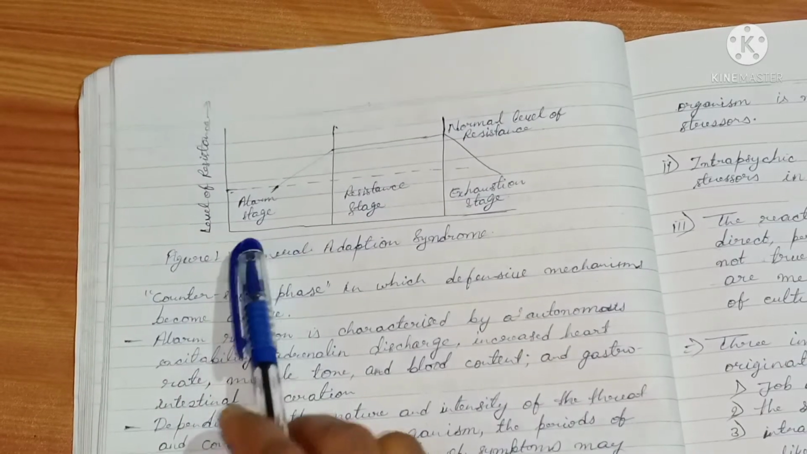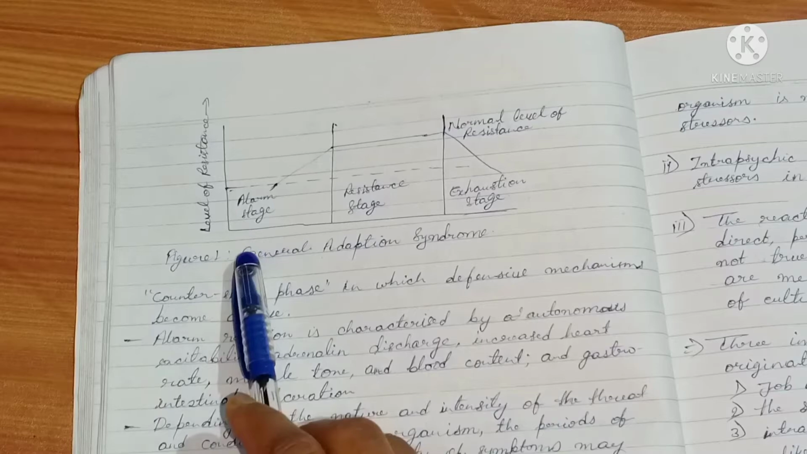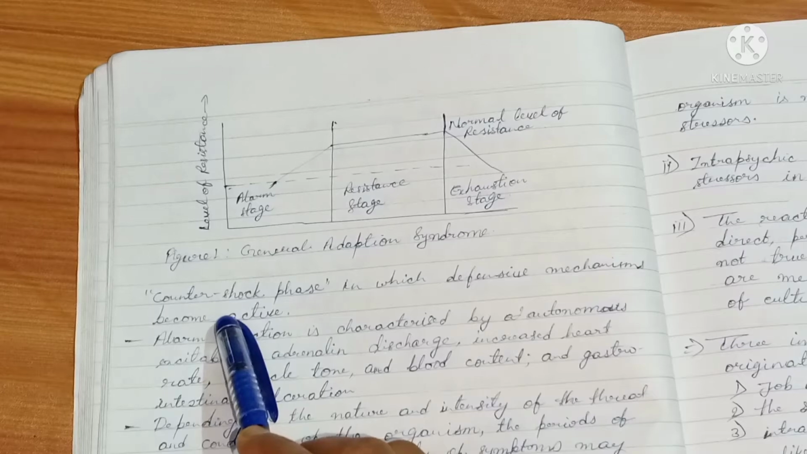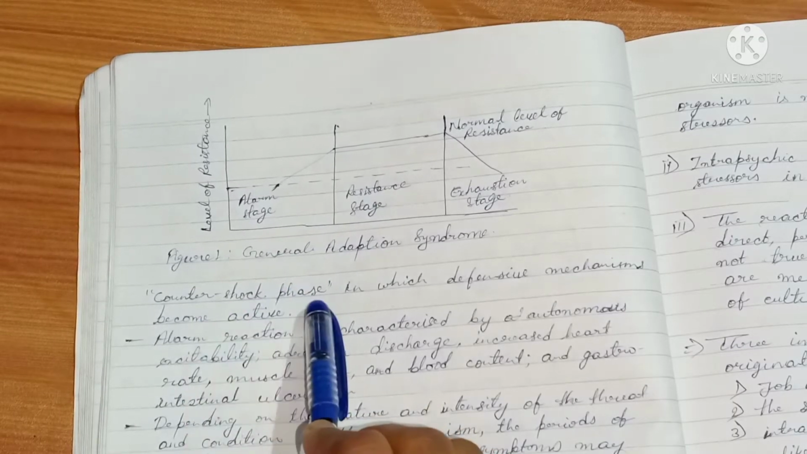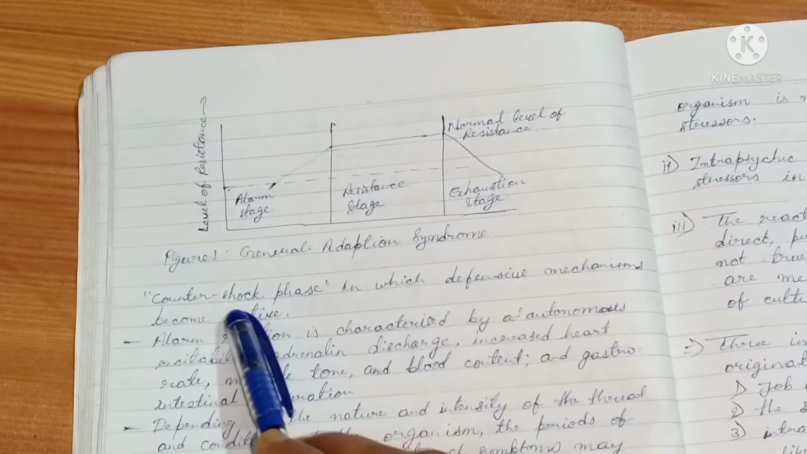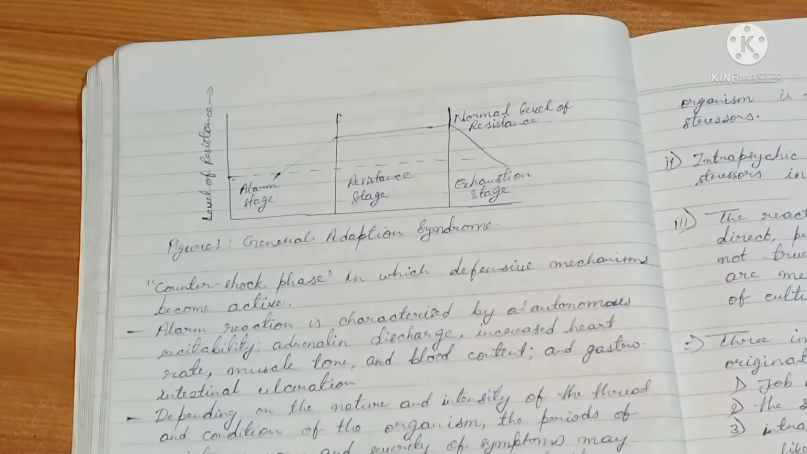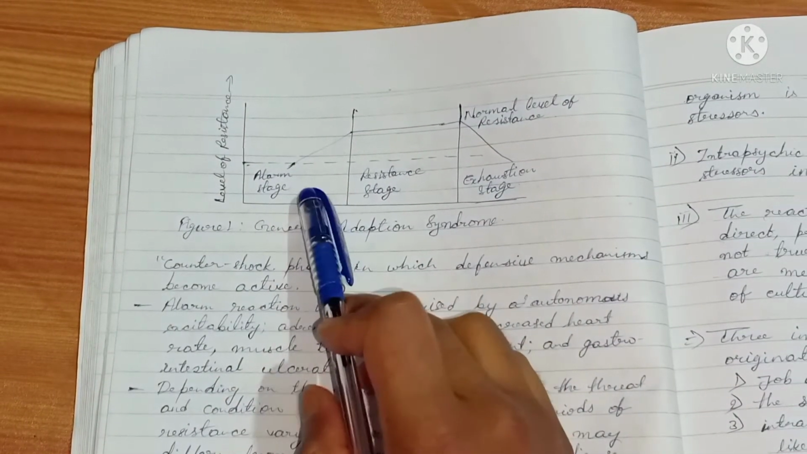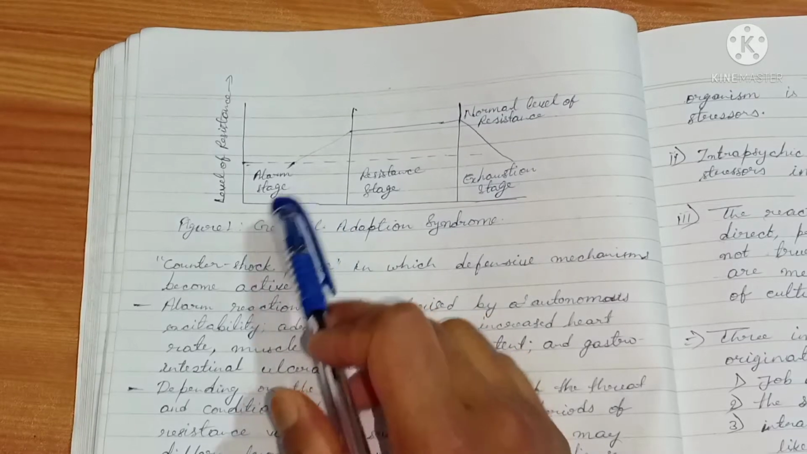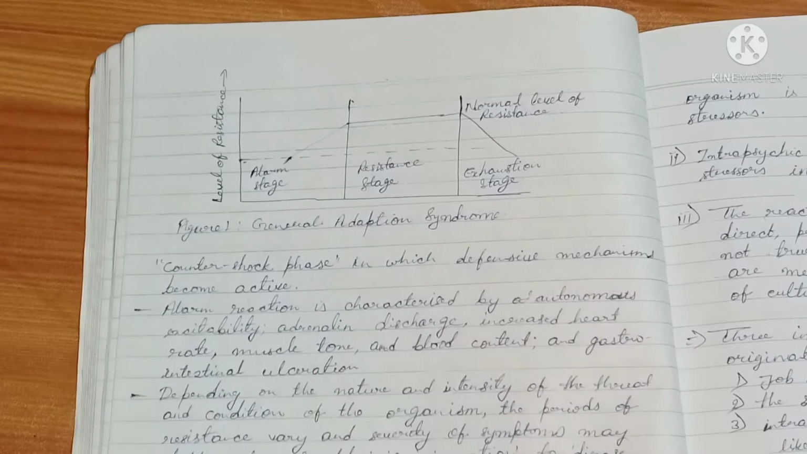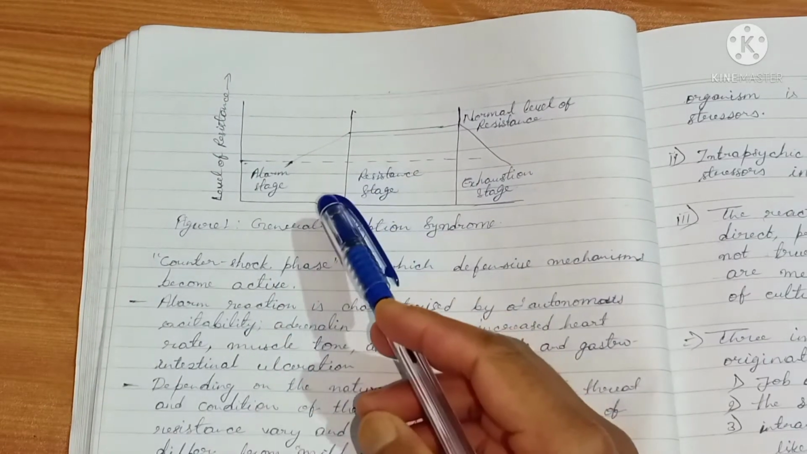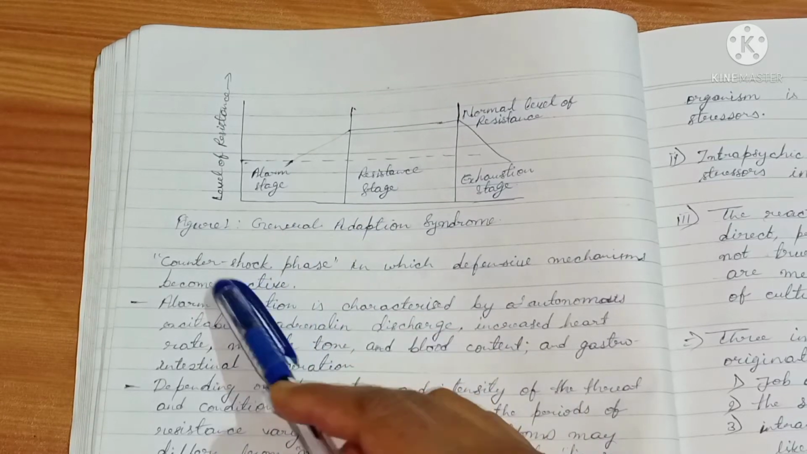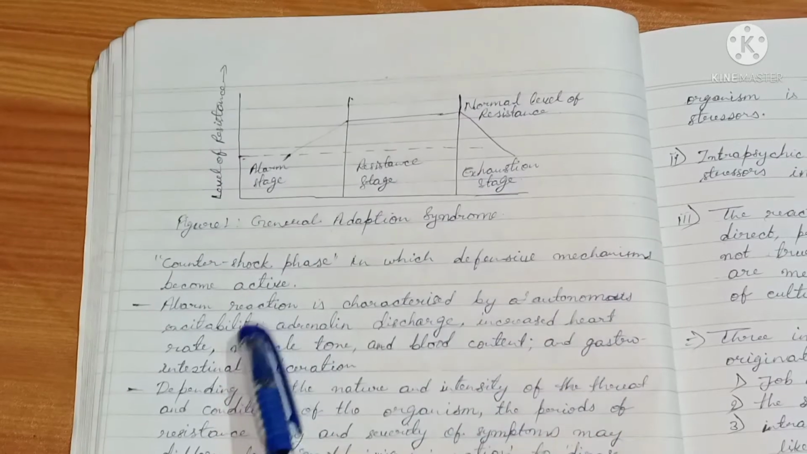Now in this alarm stage, what happens? This is the initial shock phase where resistance is lowered, and the counter shock phase in which defensive mechanisms become active. Counter here means the reaction. Resistance is lowered first in this alarm stage, and then the counter shock phase, which is opposite to that, means the initiation of resistance to that threat. That's why it is written as counter shock phase in which defensive mechanisms become active.